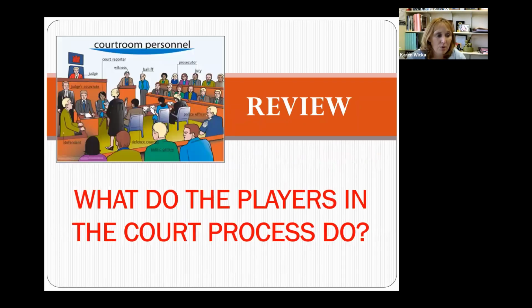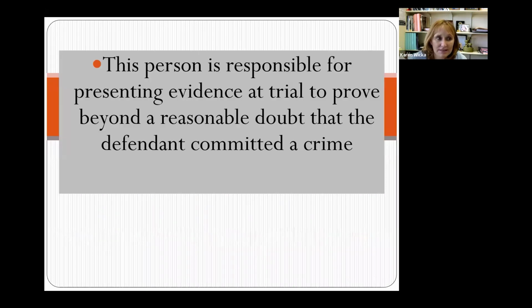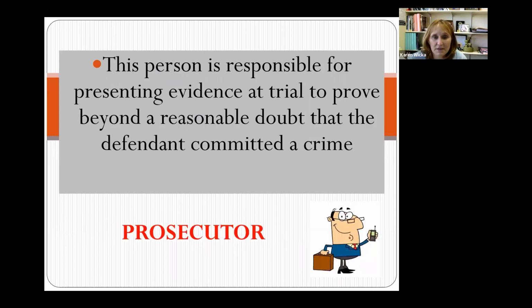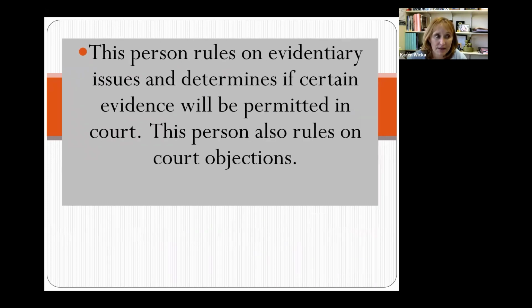Okay, so just to quickly review, let's talk about what each of their general responsibilities are and talk about a few other people that work in the system. So this person is responsible for presenting evidence at trial to prove beyond a reasonable doubt that the defendant committed the crime. So who has the burden of proof to convince the jury at trial that the person committed a crime? This would be your prosecutor. So we'll get into more details about the prosecutor in a minute.